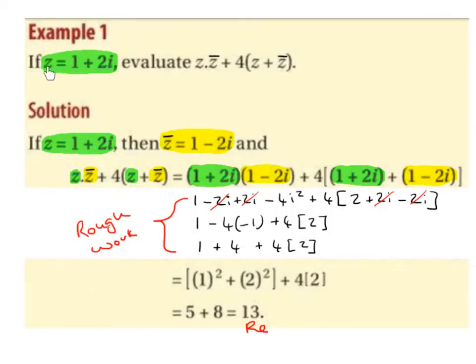Example. If z is equal to 1 plus 2i, evaluate z multiplied by the conjugate of z plus 4 times z plus the conjugate of z. So if z equals 1 plus 2i, then the conjugate of z is 1 minus 2i.